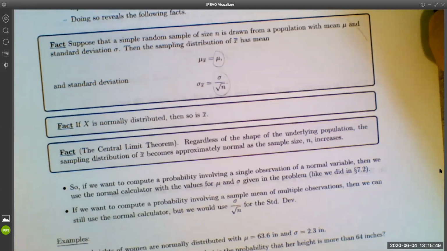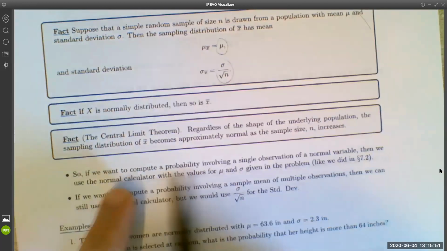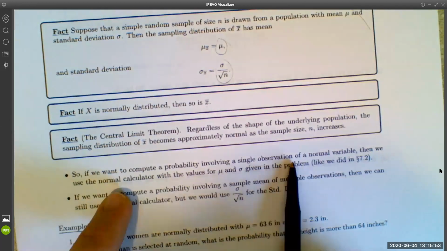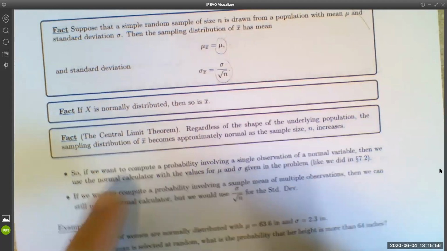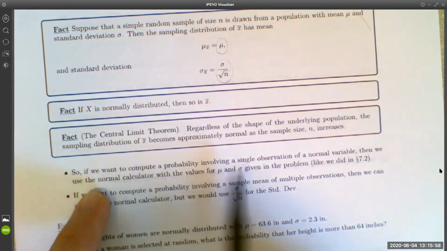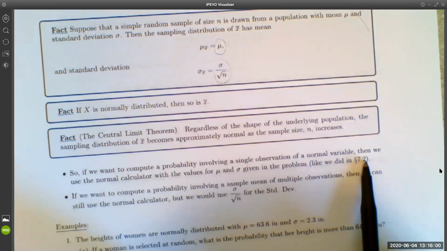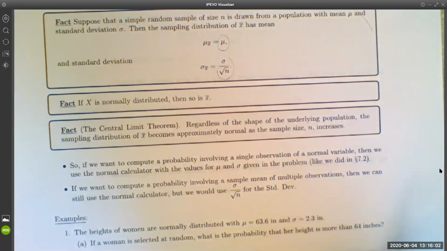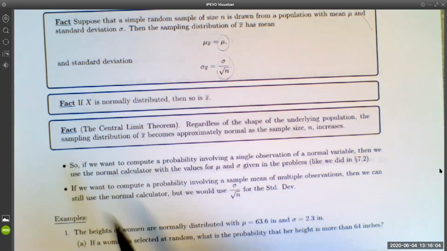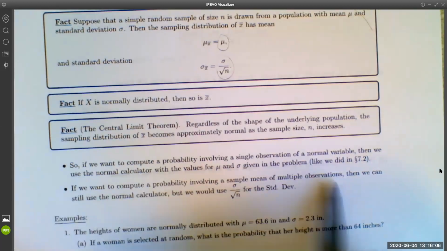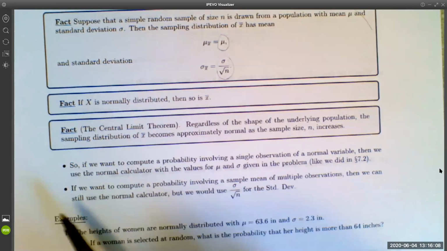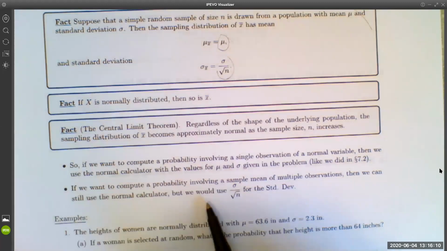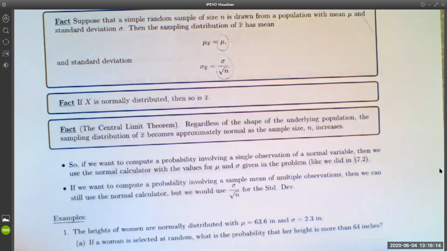So if we want to compute a probability involving just a single observation of a normal variable, then we use the normal calculator with the values for mu and sigma given in the problem, just like we did in chapter 7.2. But if we want to compute a probability involving a sample mean of multiple observations, then we can still use the normal calculator, but we would use sigma divided by the square root of n for the standard deviation. Let me give you an example. Actually, I'm going to give you several examples.